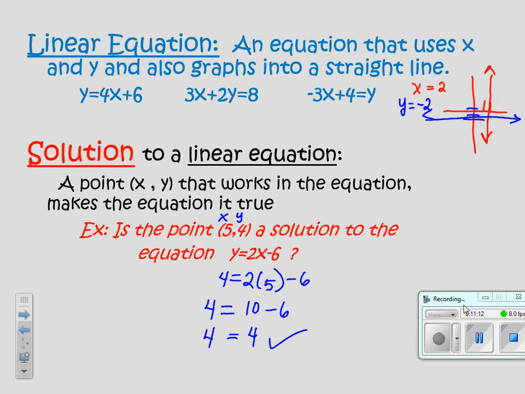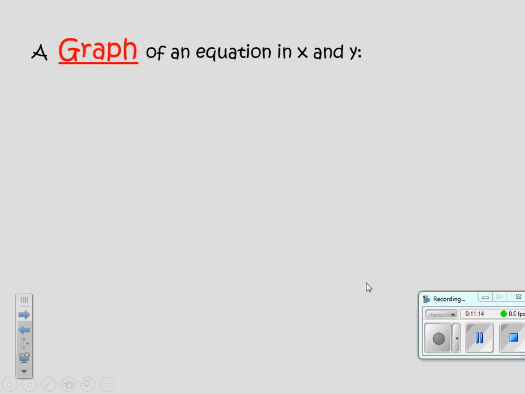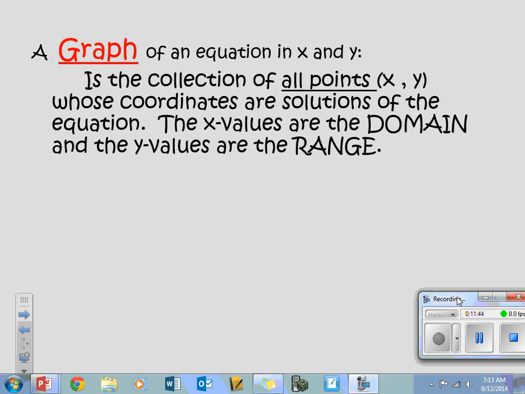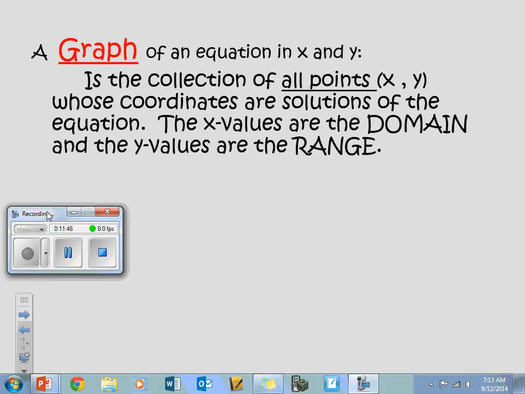Now, we might have one solution, but what constitutes a graph? Well, a graph of an equation in x and y is a collection of all points (x, y) whose coordinates are solutions of the equation. So not just one point, but infinitely many points. And we have to remember that the x values are the domain and the y values are the range. We're going to be talking about domain and range a lot this year in Algebra 2, so we want to make sure that you know what domain and range are.